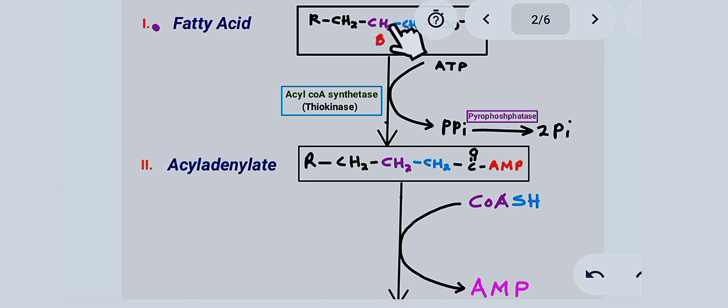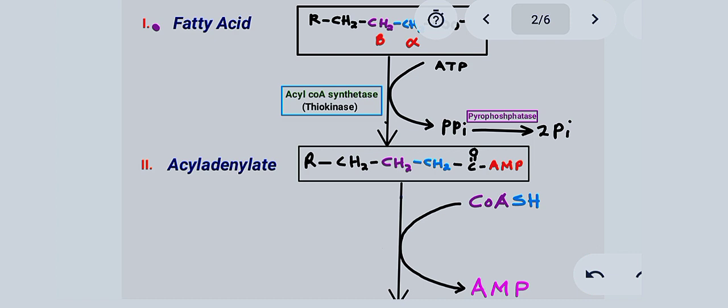So beta oxidation is oxidation that is taking place at the beta carbon. In beta oxidation, the oxidation reactions will be taking place at the beta carbon right there. This is the alpha carbon, this is the beta carbon, and this is the carbonyl group. When you talk about beta oxidation, the reactions will be taking place right there. That's why it's called beta oxidation.